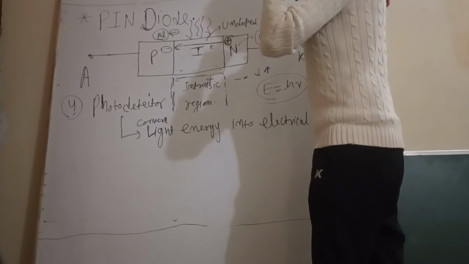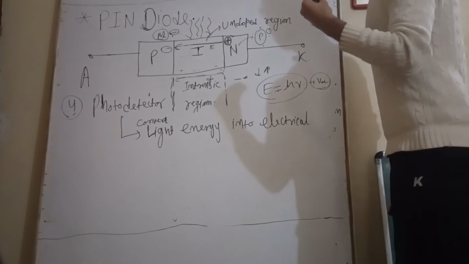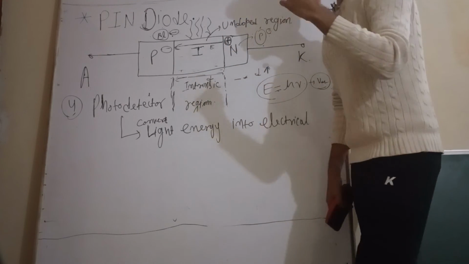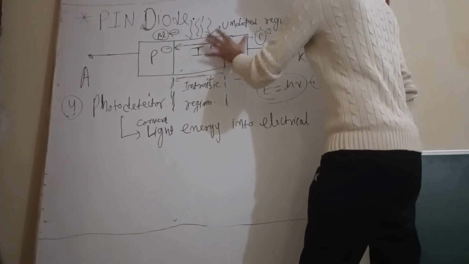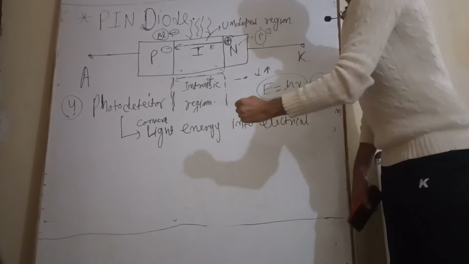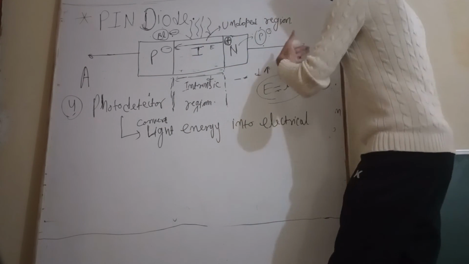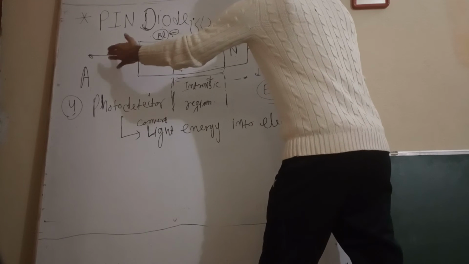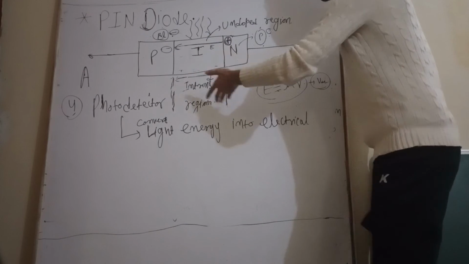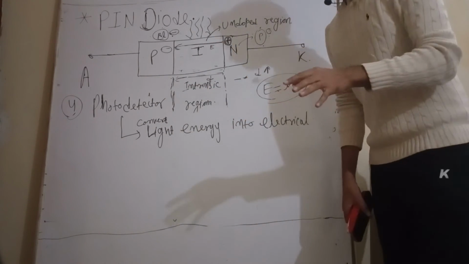And the third one we have seen is the voltage-variable resistance feature in the case of forward bias. When we forward bias this PIN diode, the depletion region will start decreasing, and then the resistance will start decreasing. That depends on the amount of forward bias voltage you are applying. In that way, the resistance decreases, and hence it provides the variable resistance feature.